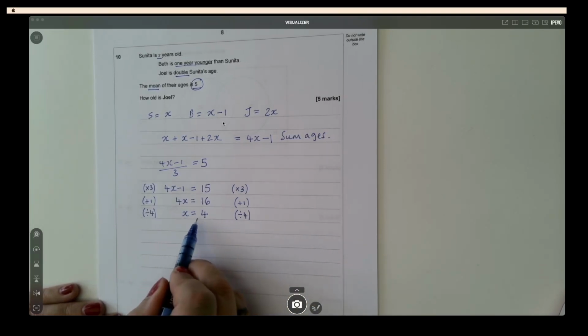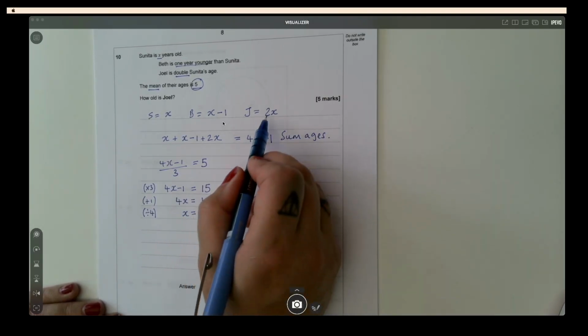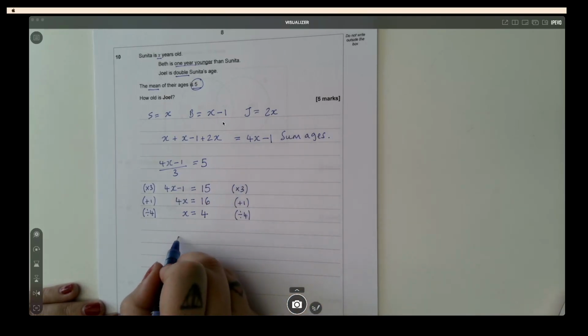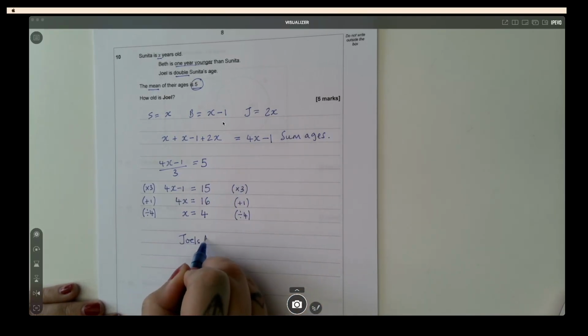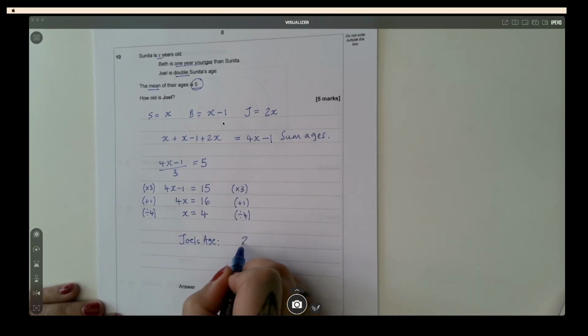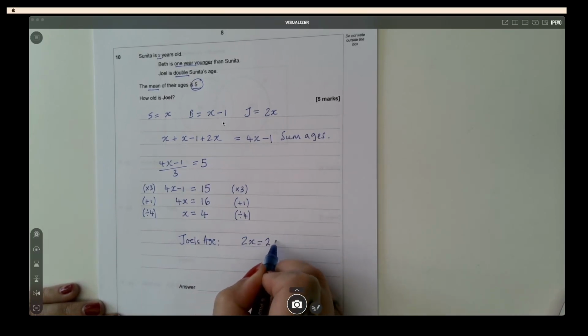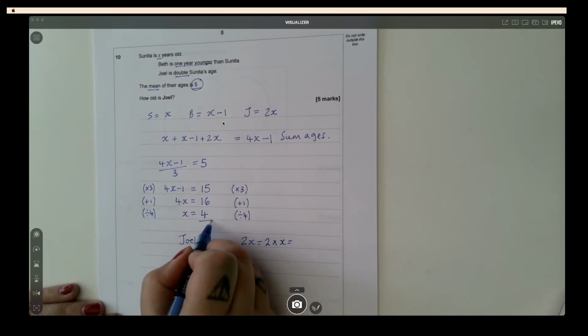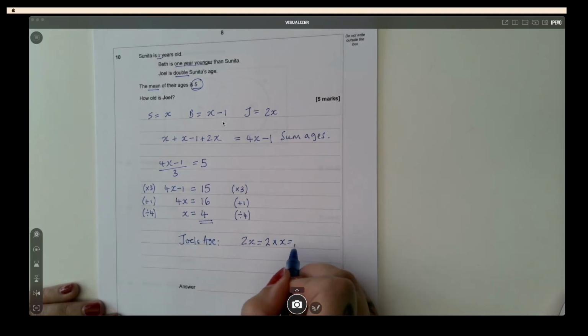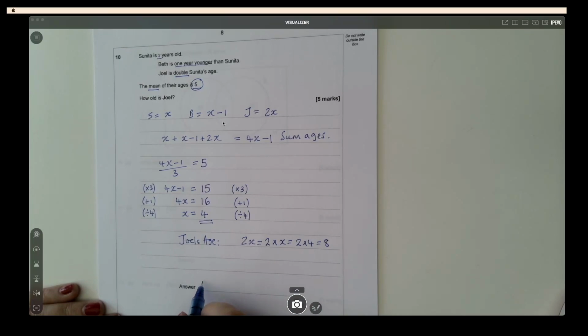Now I know that x equals 4, I'm going to substitute this into the expression for Joel. So this is Joel's age. We said 2x, which is 2 times x. We've just found out that x equals 4, so that's 2 times 4, which equals 8. So Joel is 8 years old.